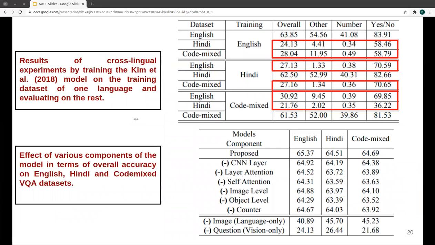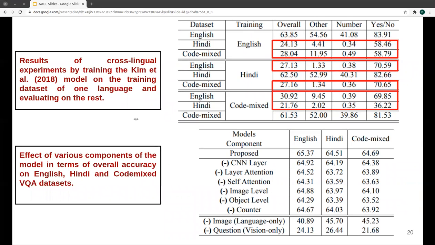We also perform an additional experiment to analyze the performance of the best competitive model here, which is the bilinear attention model, on Hindi and code mix questions. As we can see in the upper table, the model performs very well on the in-language training setup, but suffers in the cross-lingual setup and shows poor performance across the different languages on each evaluation criterion, which is overall, other, number, and Y/N.